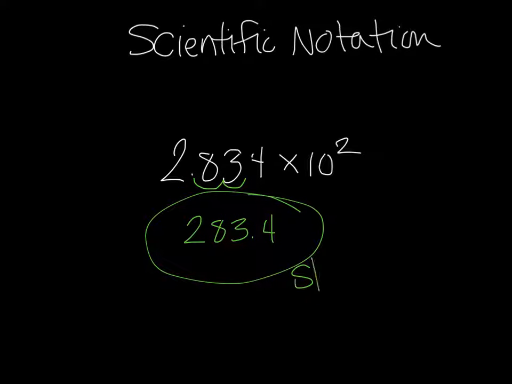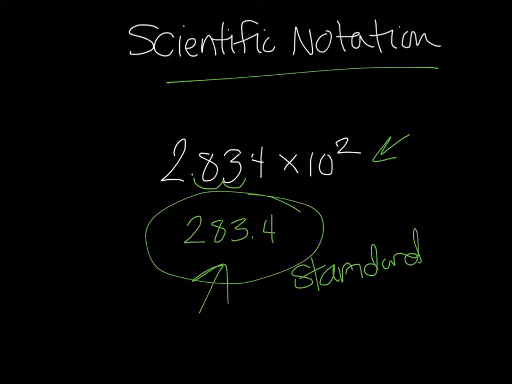This is called the standard form. And so if you're asked to put something in standard form, you're going to ask, what number is it really? And this is called scientific notation form. Okay, standard form is also called decimal form, by the way.